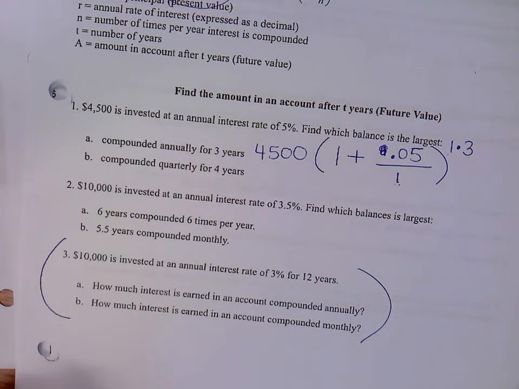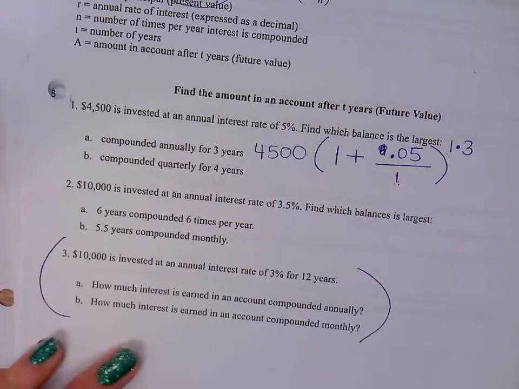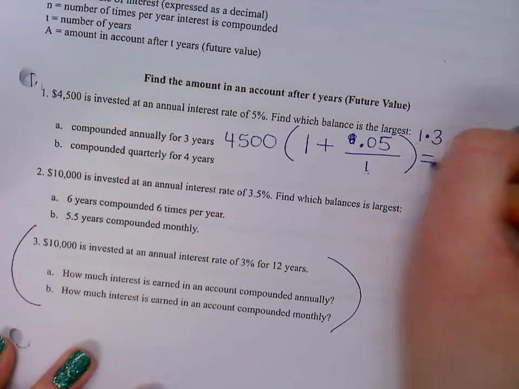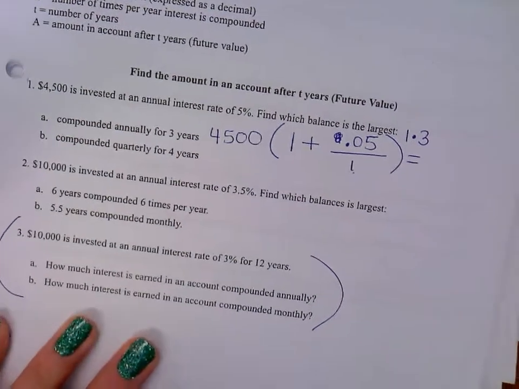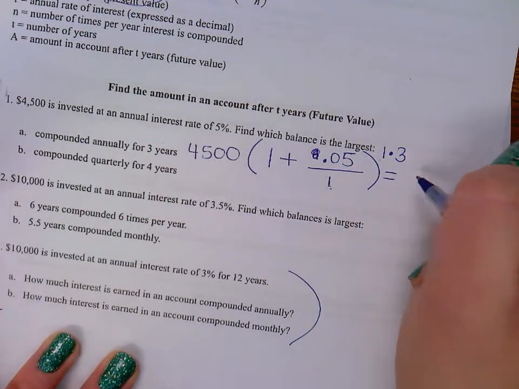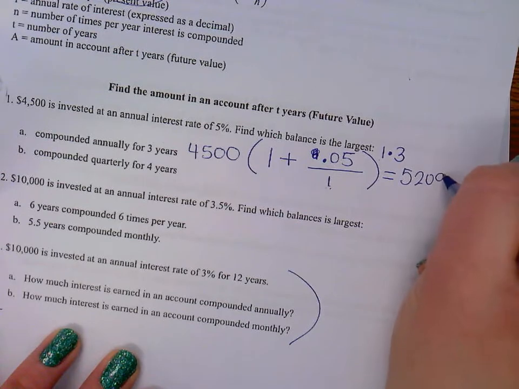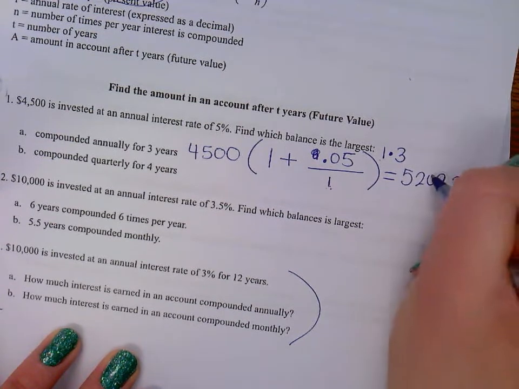So what do you get when you type that into your calculator? Practice typing it in because I don't want you to do it all right but not be able to get the answer on your calculator. When someone types it in, can they tell me what they got? You can round it to the nearest penny. Brady? 5,209 and 31 cents. Okay.